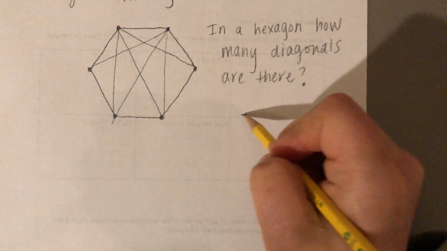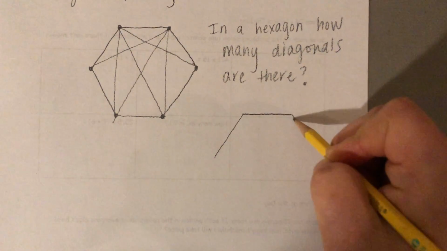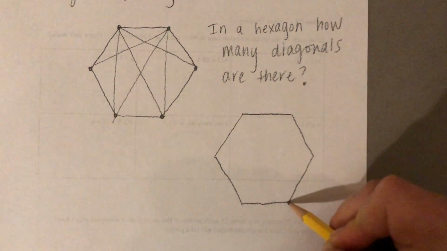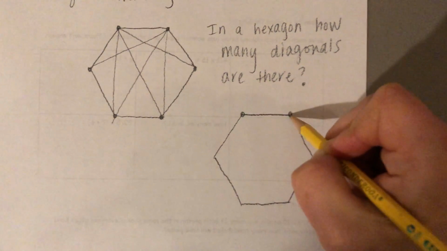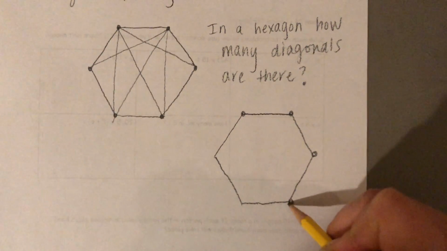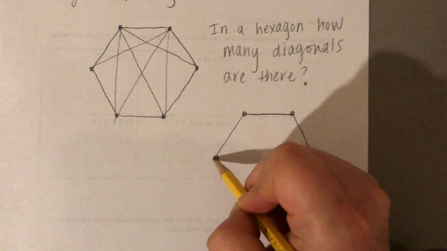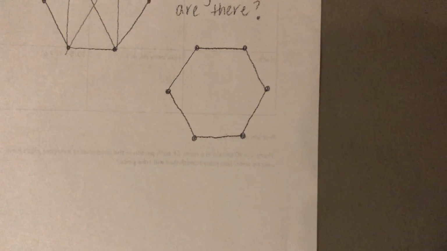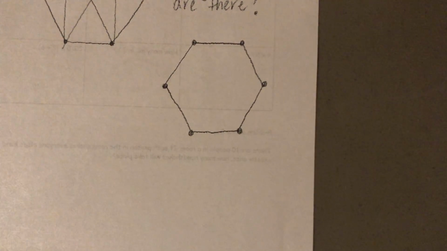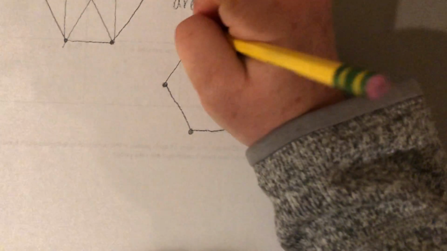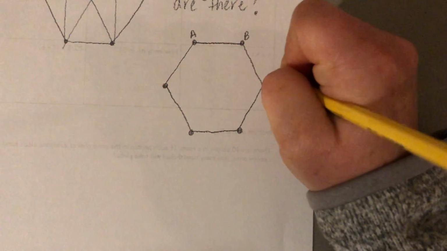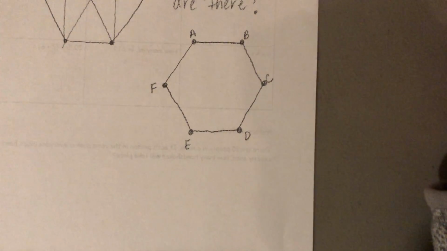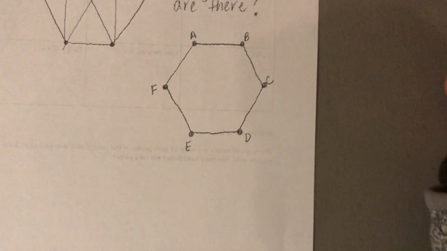So I'm going to start off with a fresh hexagon over here. And I'm going to try and think logically and methodically to figure out any pattern that I can find to these diagonals. I bet you have a great idea of how to count these. Here's one idea: I'm just going to label these A, B, C, D, E, F. Maybe that gave you an idea. If it did, pause it and figure it out.